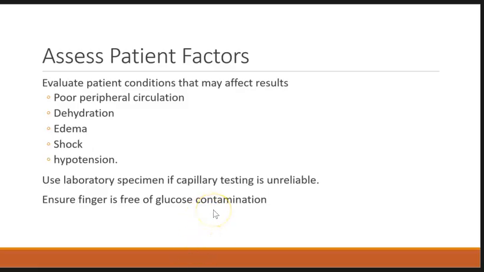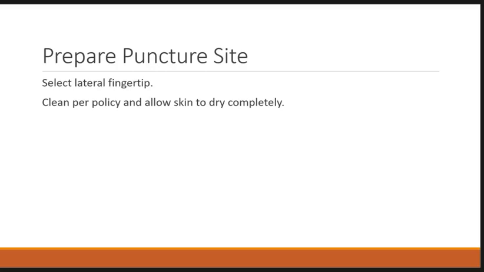Ensure that the finger is free of glucose contamination. If the patient's just eaten a candy bar with their bare fingers, I guarantee their glucose will go through the roof. An appropriate puncture site, usually the lateral side of a fingertip, should be selected to minimize discomfort and obtain an adequate blood sample. If cleansing is required, the site should be cleaned according to institutional policy and allowed to dry completely before puncture to prevent specimen dilution and inaccurate results.